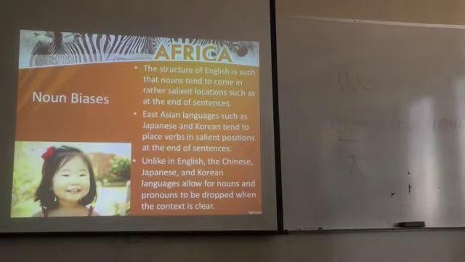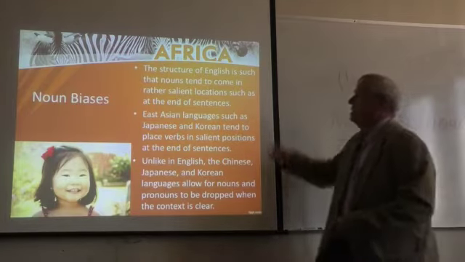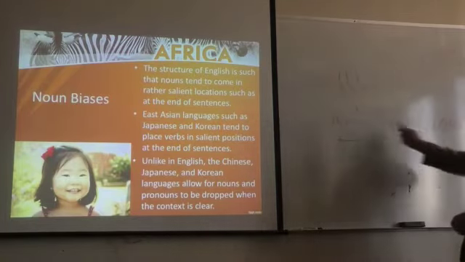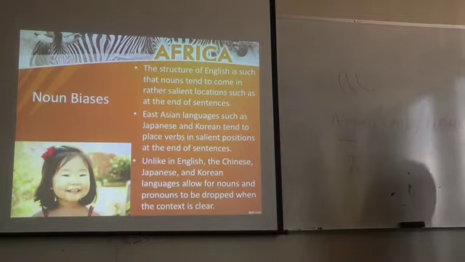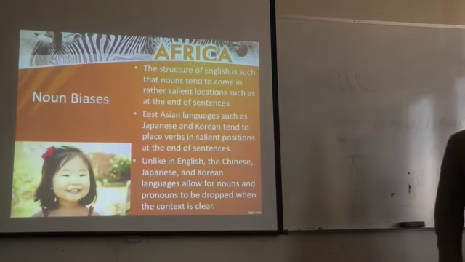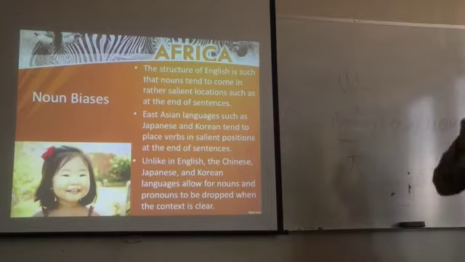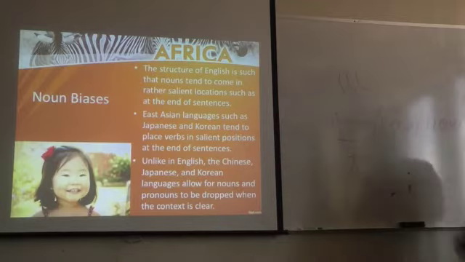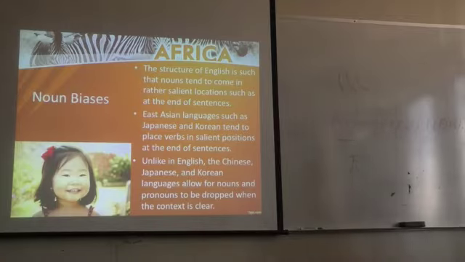The structure of English is such that nouns tend to come in rather salient locations, such as at the ends and the beginning of sentences. You would never write a sentence where the subject wasn't first and the object wasn't last. You wouldn't put the verb at the end. If you do, it gets very, very confusing. So when we speak in English, of course, we speak with nouns at the beginning and at the end. So nouns are extremely important as far as we are concerned. And we always put the verb in the middle.